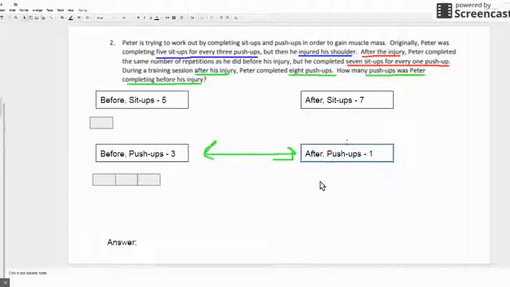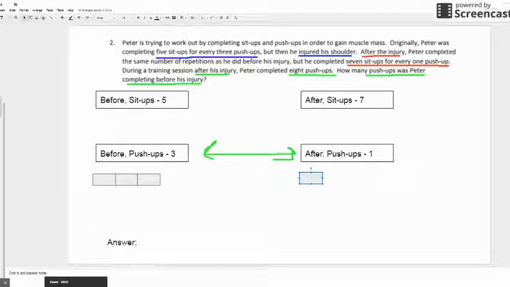And over here for after, we have 1 push-up. So let's go ahead and just simply drag this one over. Okay, could I have created a tape diagram for the sit-ups before and after? Absolutely. We just wouldn't need it for the question being asked. So here we go. So if we go back to the information during a training session after the injury, after the injury, Peter completed 8 push-ups.